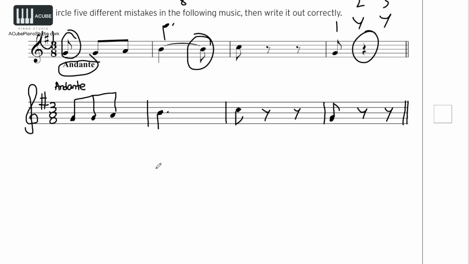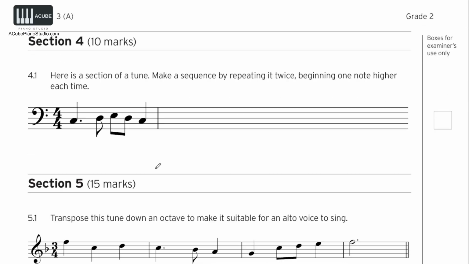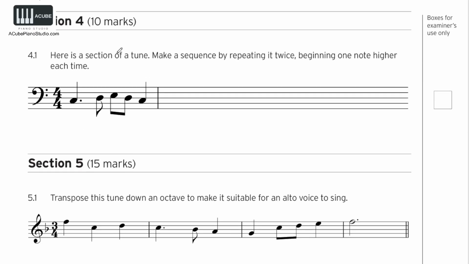Now that we have done that, let's move on to the next section. Here is a section of a tune. Make a sequence by repeating it twice, beginning 1 note higher each time. So you just need to make it 1 note higher each time, and you need to repeat it twice. Let's do it.